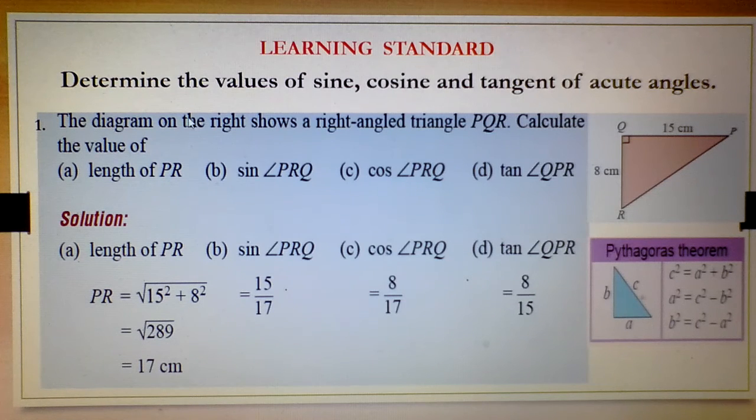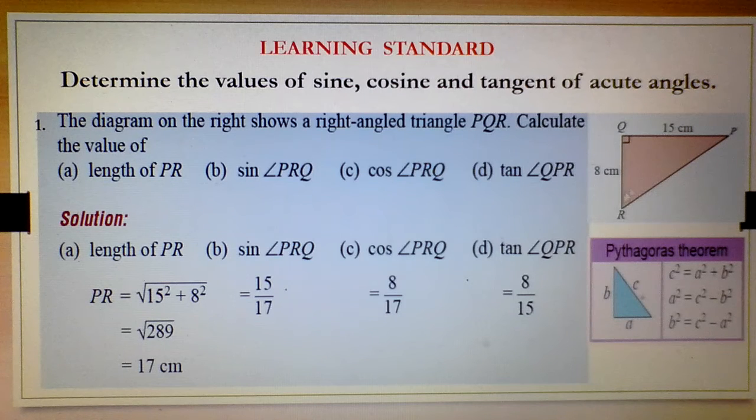So look at the diagram. The diagram on the right shows right angle triangle PQR. Calculate the length of PR, sine PRQ, cos PRQ, and tangent QPR. Okay, look at the length of PR. This is the hypotenuse. You still remember the Pythagoras theorem based on the diagram, right angle triangle. If you want to find the hypotenuse, you want to find c squared equals a squared plus b squared. So c equals the square root of a squared plus b squared. So we're going to apply Pythagoras theorem for this one. You want to find PR.